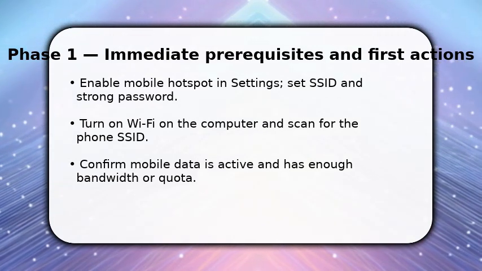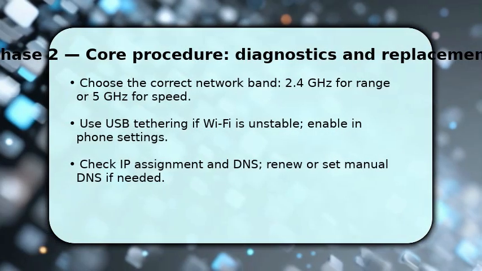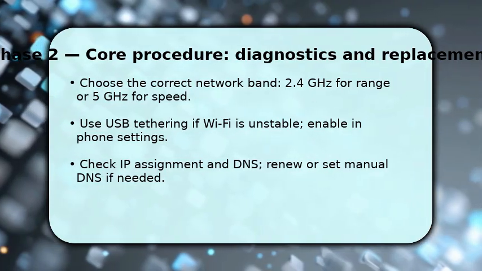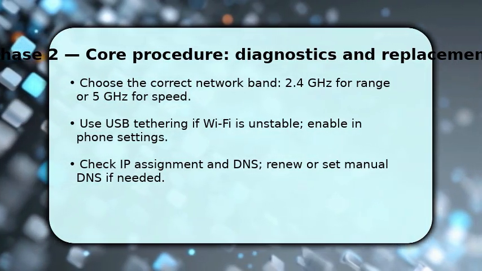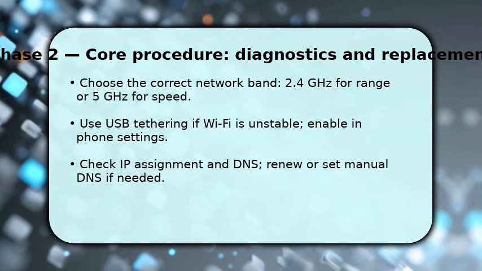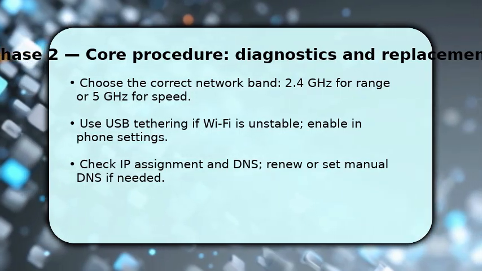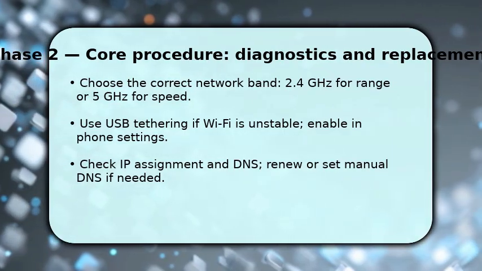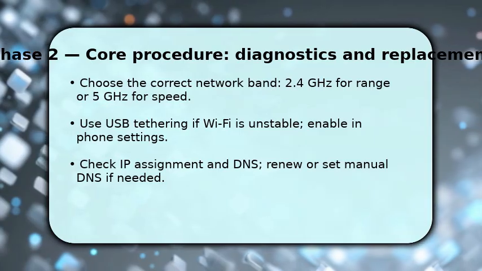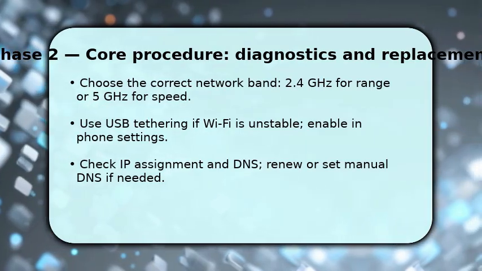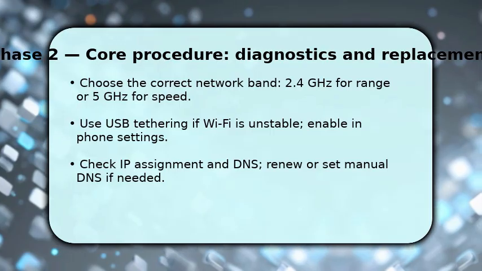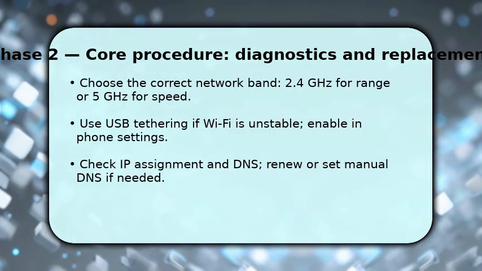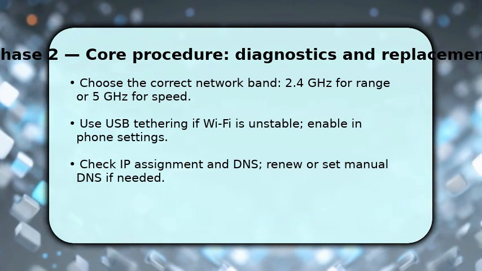Now you refine the connection. Pick 2.4 GHz for better range or 5 GHz for faster throughput, depending on distance. That choice affects latency and reliability. If Wi-Fi drops, switch to USB tethering for a direct, stable link. Plug in the cable and enable tethering in your phone. On the computer, verify you received an IP and functioning DNS. If pages fail to load, renew the IP or set a public DNS to remove name resolution issues. These steps optimize real-world performance and stability.